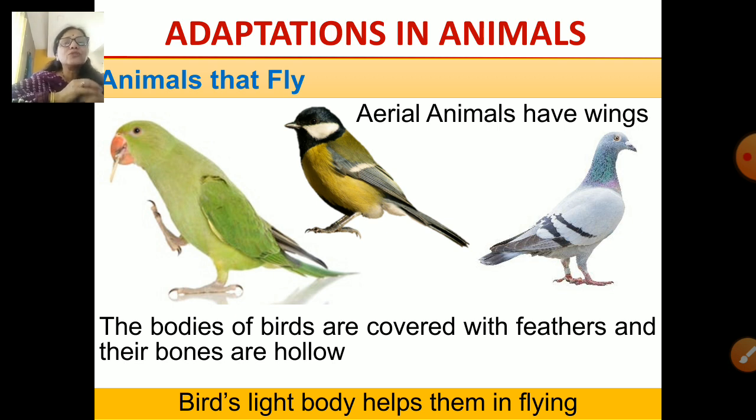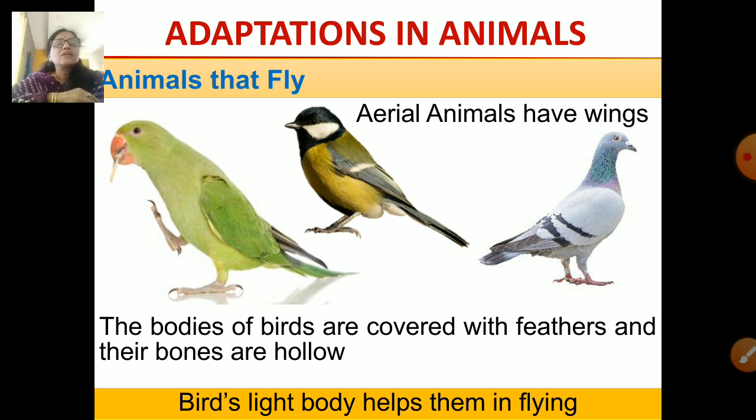Next one are the animals that fly. And as I told you, the most common animals that can fly are the birds. Right, children? And now, why are they able to fly? Because they have got wings. Their bodies are covered with feathers, which keep them warm. They have got wings with which they fly, and also their bones are hollow. Hollow means they are light. Because of their light bones, their body is also light, and that helps them to fly.